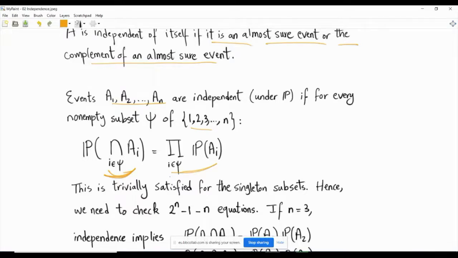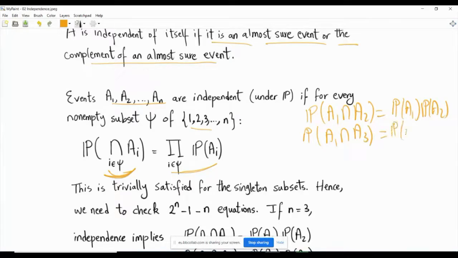So let's go to the simple case. What if you have 3 events? Then you take 2 events at a time, and it must be the case that the probability of the intersection is the product. So the probability of A1 intersection A2 is the probability of A1 times the probability of A2, and the probability of A1 intersection A3 must be the probability of A1 times the probability of A3, and the probability of A2 intersection A3 must be the probability of A2 multiplied by the probability of A3. Are we done? Not yet.